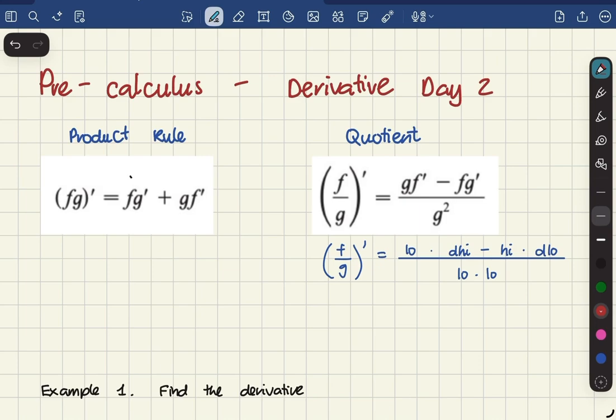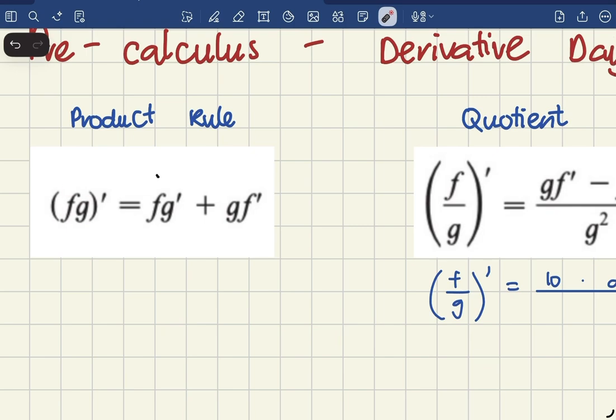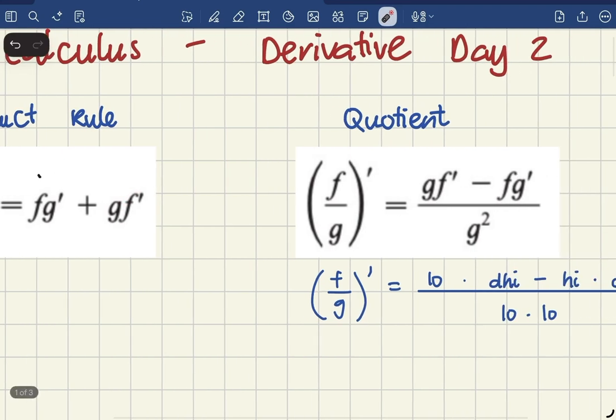First of all, take a moment to write down these two formulas of the product and the quotient rule. If both the functions f and g are differentiable, then the derivative of the product of the function f and the function g is the first function f times the derivative of the second function plus the second function times the derivative of the first function. Okay, so let's see the quotient rule.